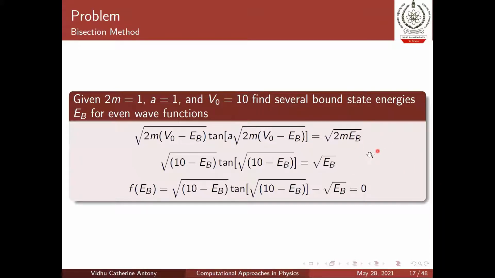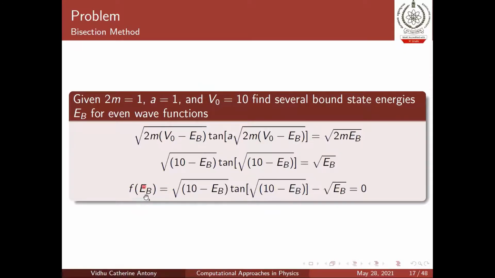Okay, so ideally when you're doing it for the first time, you do a graph. You try to solve it graphically so that you can get an idea of where the roots might be, so that you can pick up points where your function is positive and function is negative, and then try to bisect that. Okay, what do you have here? You substitute your 2m, you substitute your a as 1, and you substitute v0. So it becomes a really simple function. So you just have your function of EB.